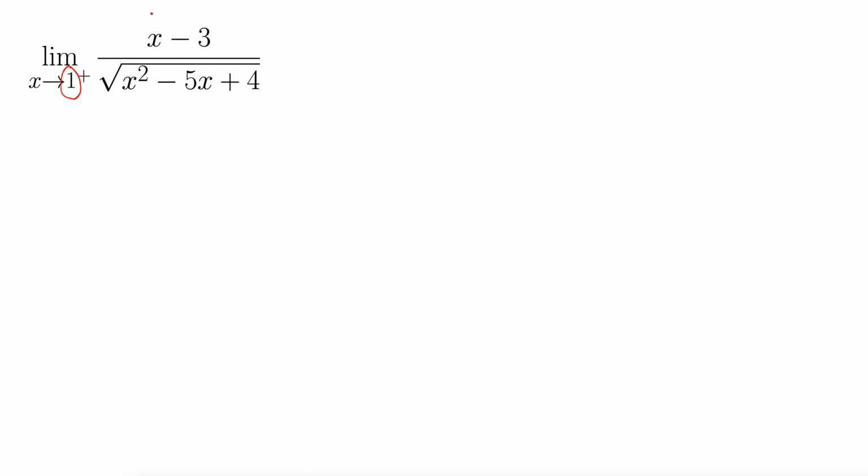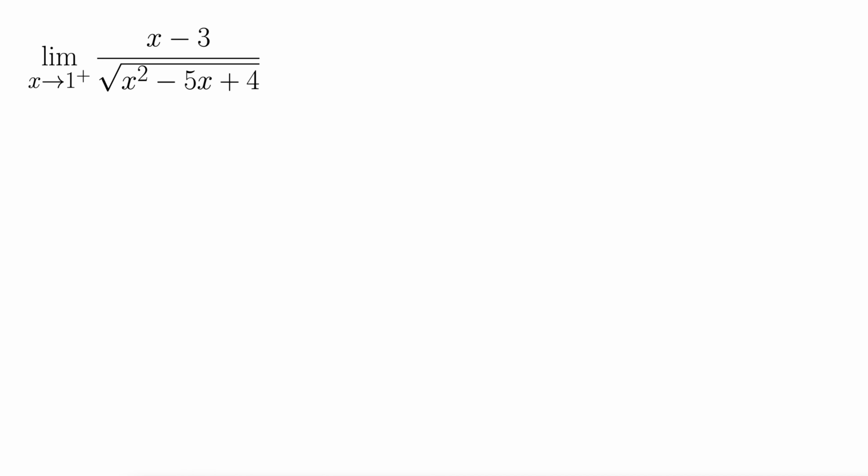Maybe it will. So we have 1 minus 3, so that's negative 2 up top. And then down below we have 1 minus 5 plus 4. So all this is 0 down below. So negative 2 over 0, we know something's going to happen. Often infinity or negative infinity, but it could be it does not exist. Let's take a closer look here and see what happens.